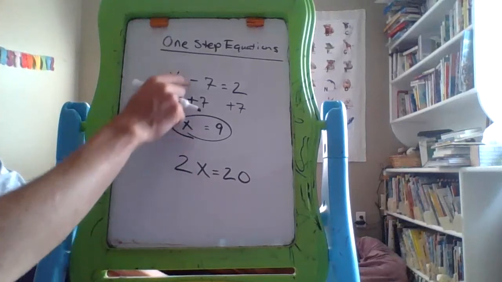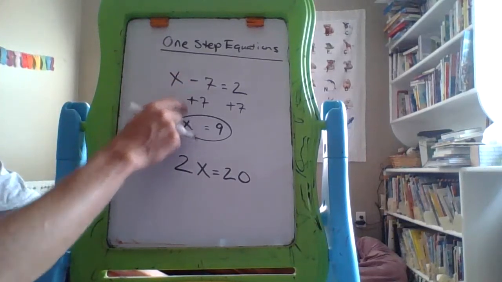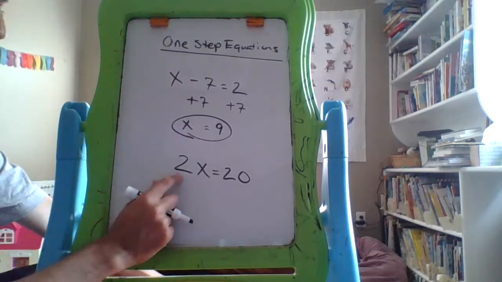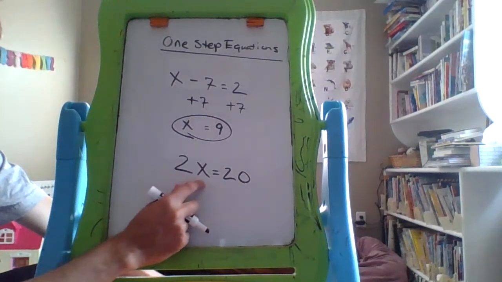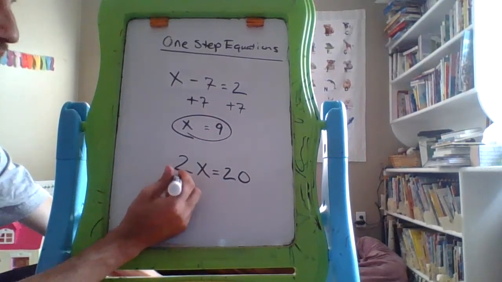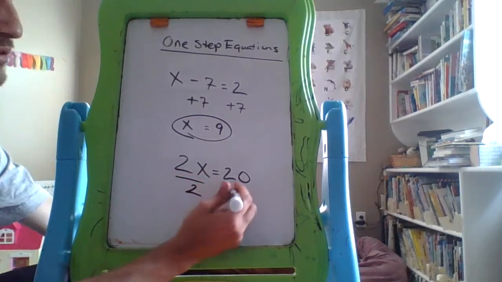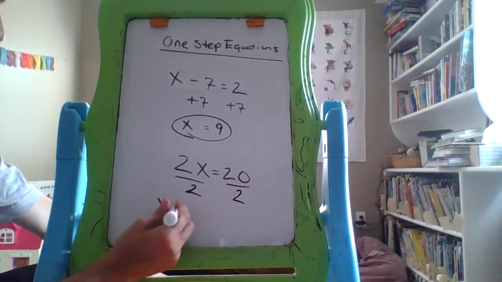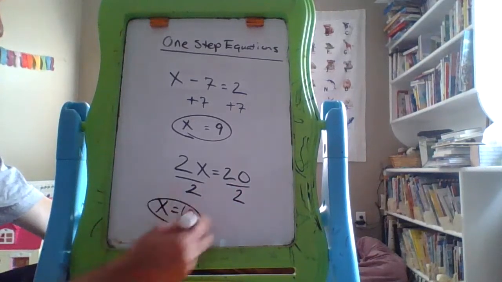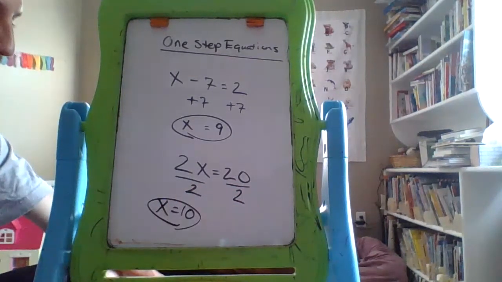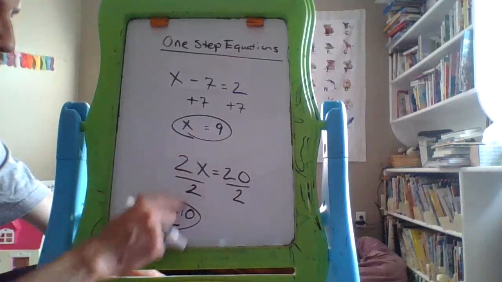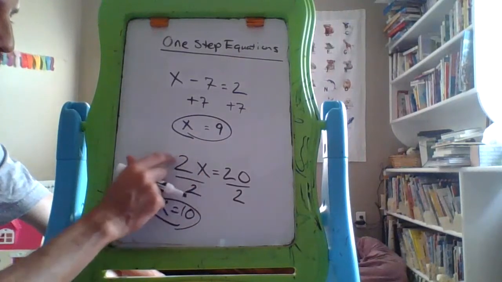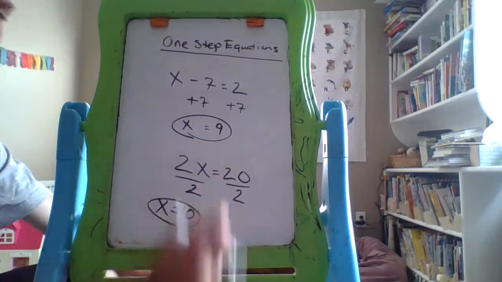So up here, we had to do the opposite of subtraction, so we did addition. So over here, we need to do the opposite of multiplication. So we have to divide by 2 and divide by 2. So I get x equals 10. You can always plug these back in and see if they make sense. 2 times 10, so 2 times 10 equals 20.